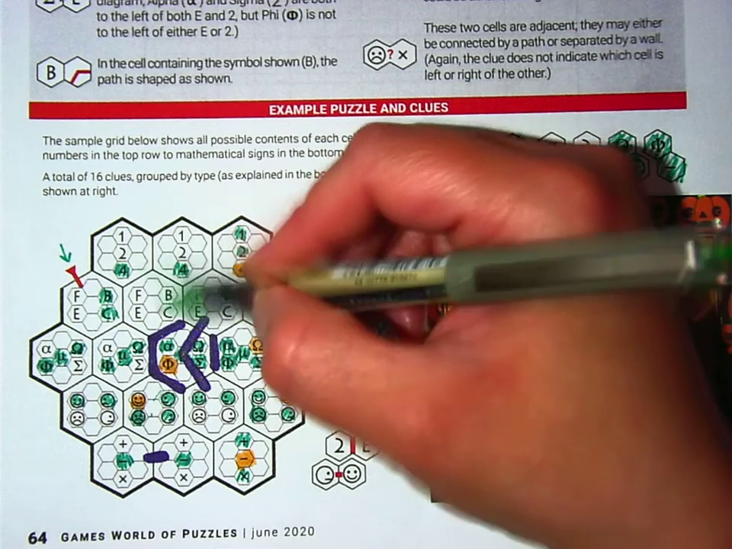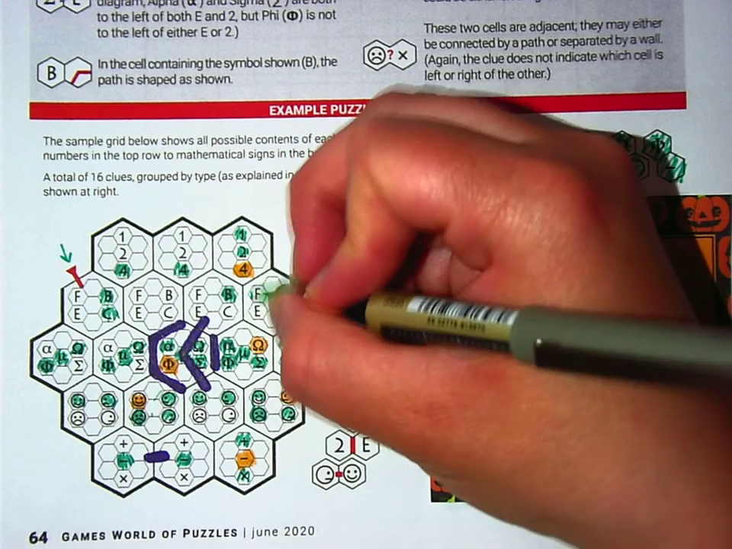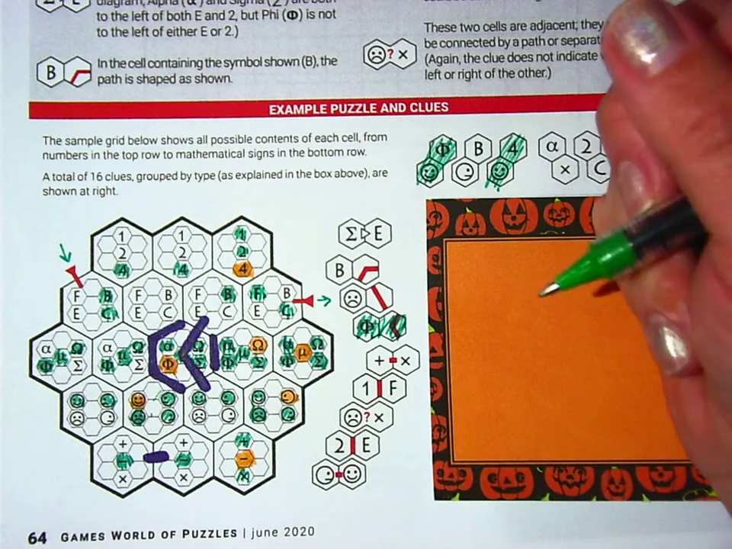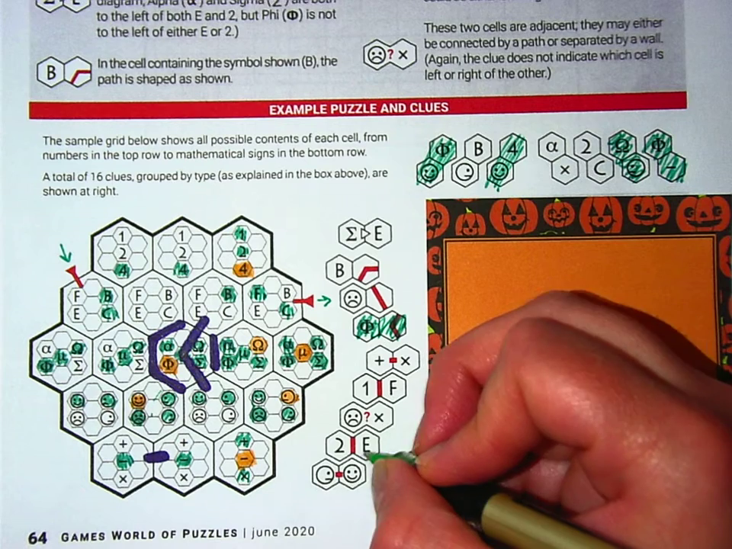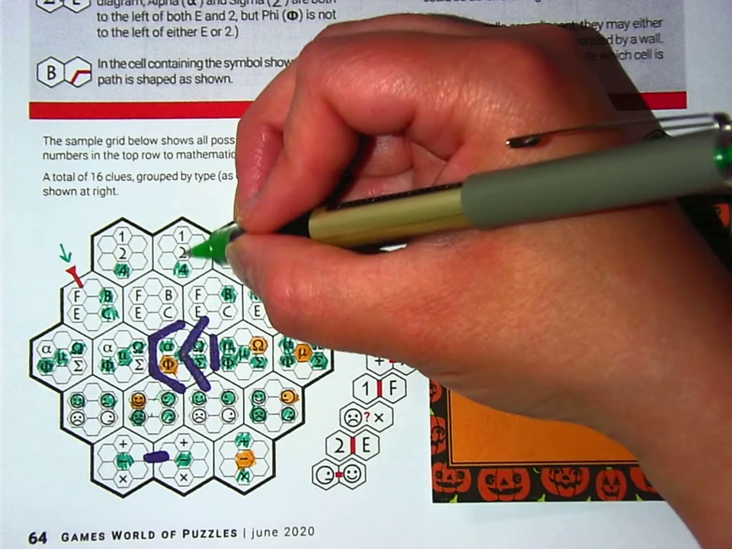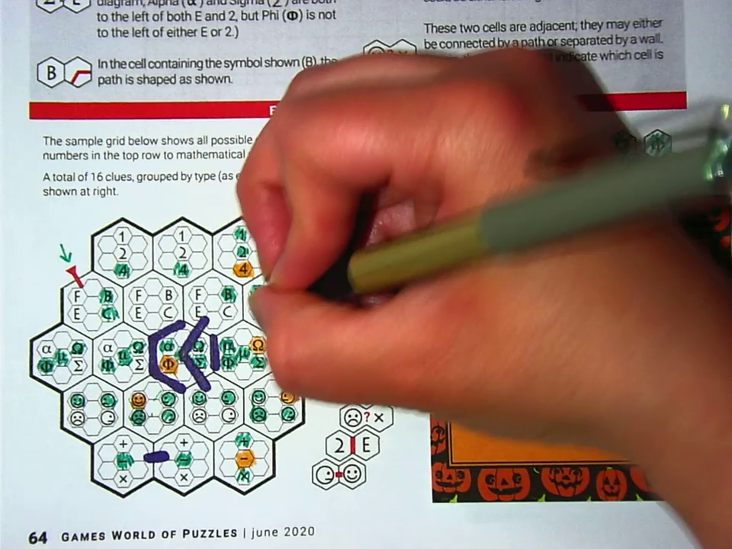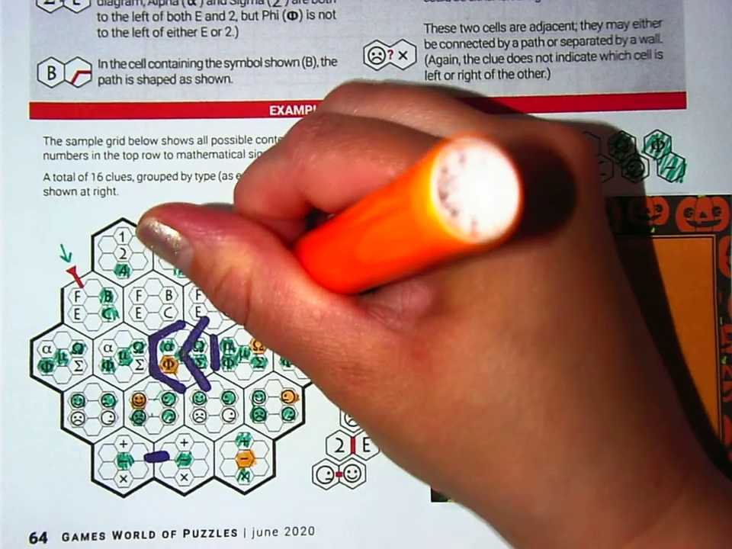So 1F, 1F, 1F. But here, there's no 1 that could touch this F, so I'm going to cross that F out. In fact, it's the same rule down here with this 2 and E, because the 2 has to be here or here and can't touch this E over here, so this one in the corner must be B.